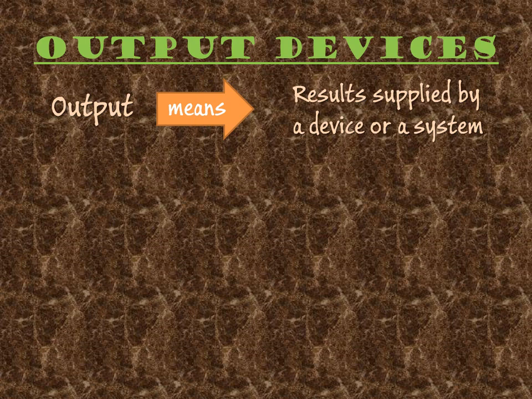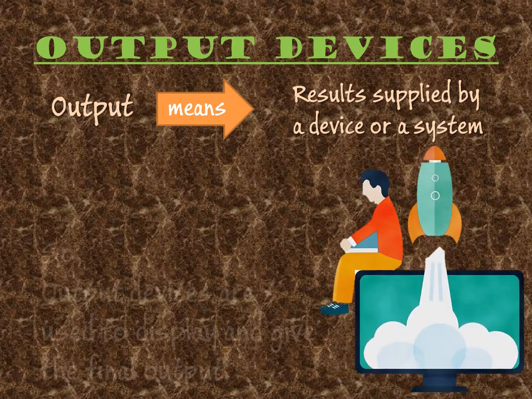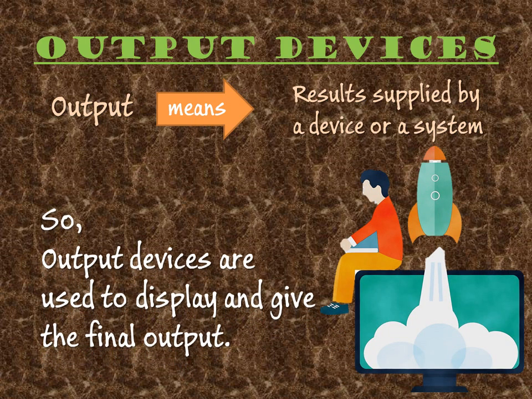Suppose you have gone for a movie. You give the details of the movie, the time, the number of people who are going to see it. Then finally what do you get? You get a ticket. So that is the output. So output devices are used to display and give the final output.